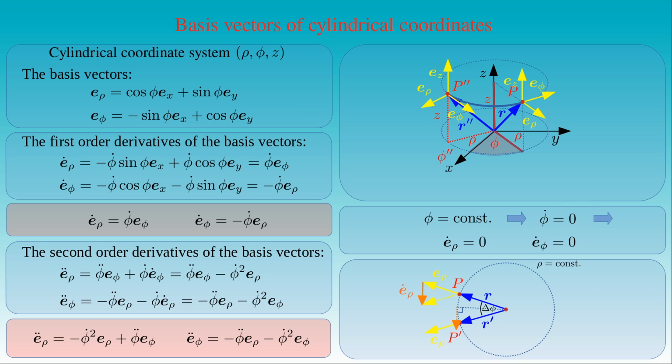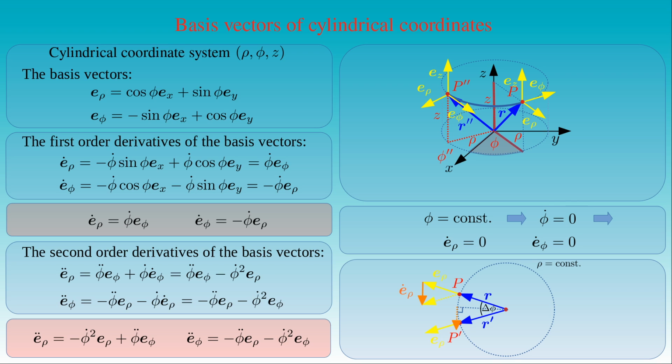If the point P' approaches the point P, then the angle delta phi becomes infinitesimally small. As a result, the difference vector becomes perpendicular to the position vector, that is, it becomes a tangent to the circle. And its length will be equal to the change delta phi in the azimuthal angle. Then the derivative of the basis vector e rho is a tangent to the constant rho circle, that is, it has the same direction as e phi, and it is proportional to the derivative of the azimuthal angle.